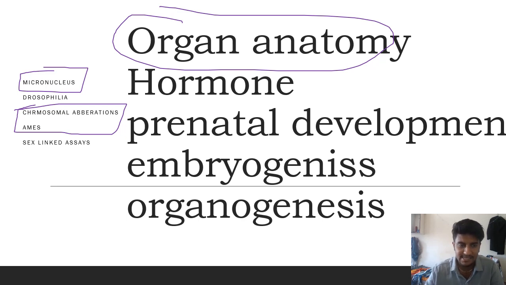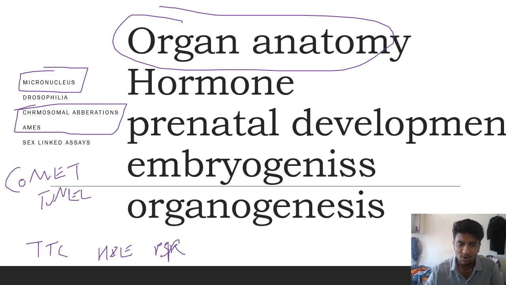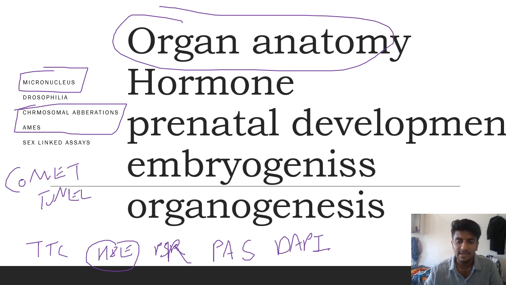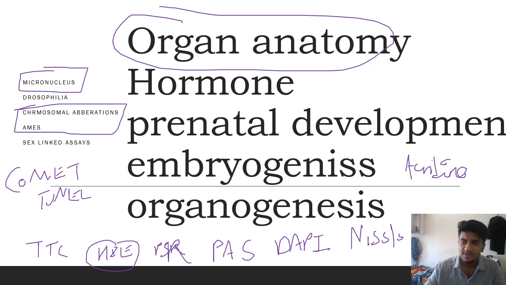So there are different assays as well, like there is Comet assay, there is TUNEL assay. There are a lot of staining techniques as well, TTC, HNE, PSR, which is used for detection of collagen, PAS, periodic acid Schiff for mucin, HNE, TTC, DAPI staining for DNA damage. And there are different staining techniques, like acridine orange, Nissl staining, and Western blot. Then there are different expression techniques, RT-PCR, ELISA, all those things you check.